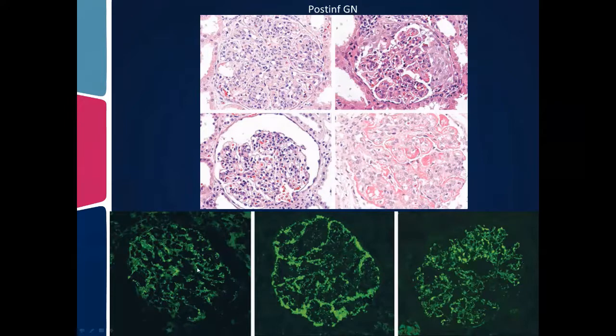And on immunofluorescence, this is the classical one where you have this granular deposition of IgG. This is along the mesangium, and this is along the glomerular capillary loops. But the hallmark of this is the granular staining, in contrast to the linear staining that you saw with anti-GBM disease. In these diseases, lupus and post-infectious, you see more granular staining of IgG rather than linear staining.